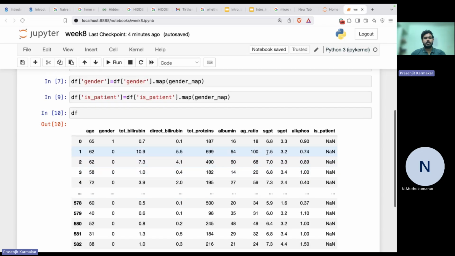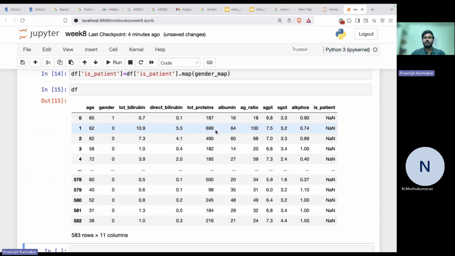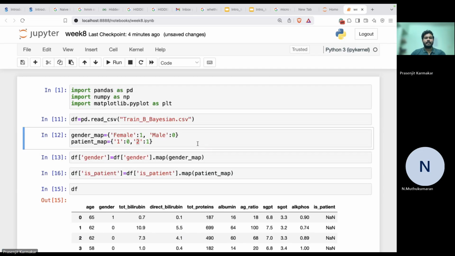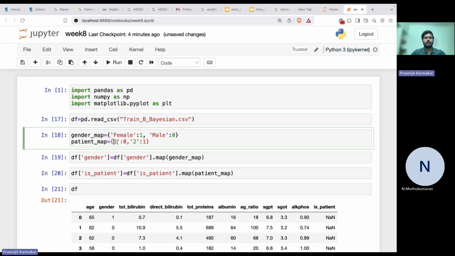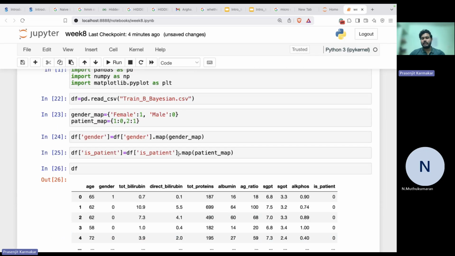Oh, is patient is a string. Oh, still it is NaN. Why NaN? Okay, so we are doing gender map, patient map. Maybe it's not strings now. Yes, it should be 1 and 2. So let's just read them again, and okay, now we have zeros and ones. So we processed the data, cleaned it, right?